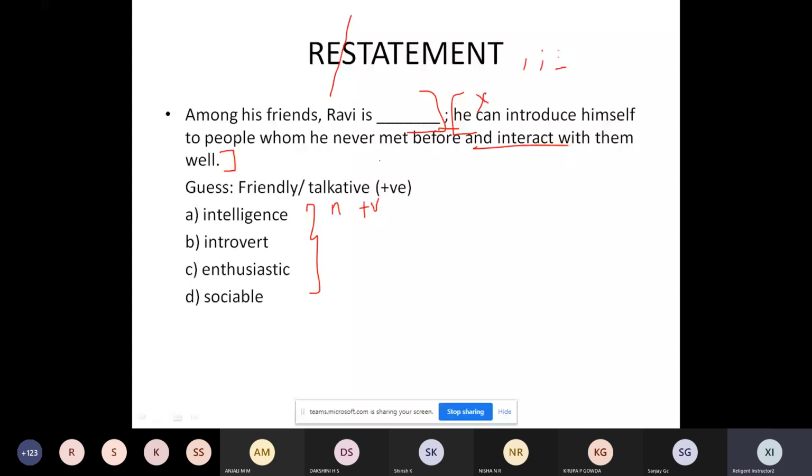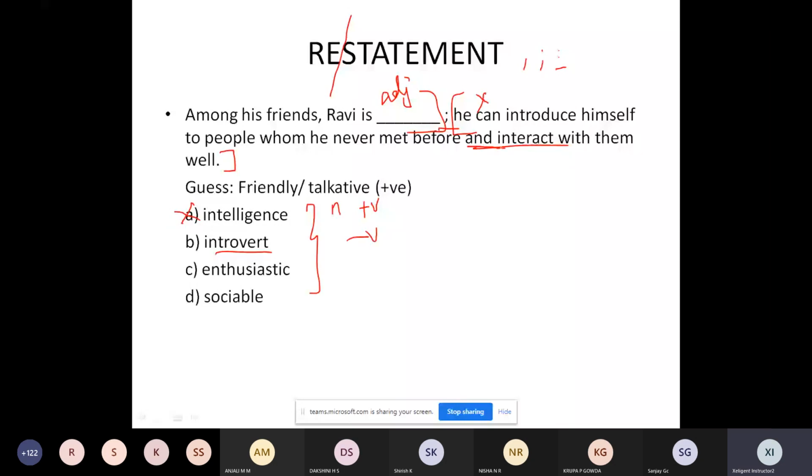Again, learning parts of speech plays an important role in sentence completion. Okay, so in parts of speech you have verbs, nouns, adverbs, adjectives, prepositions. You can learn that. Now here we need an adjective because it describes the noun, Ravi. So we need an adjective, we can't place a noun here. So intelligence is a noun, so you can eliminate option A. Now introvert is a negative word, because it contradicts the second statement if you put introvert here. So you can eliminate option B as well.